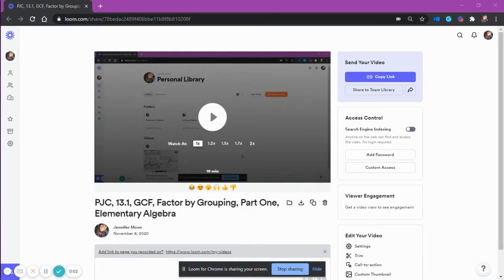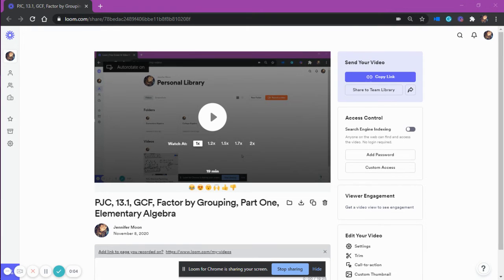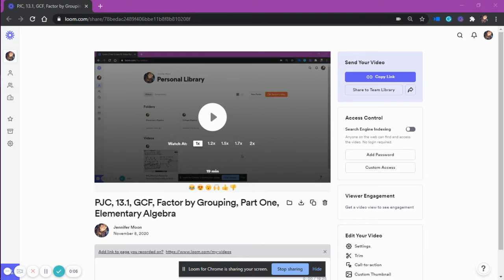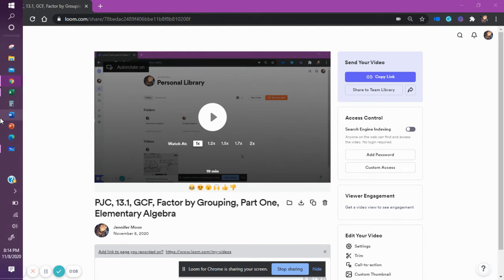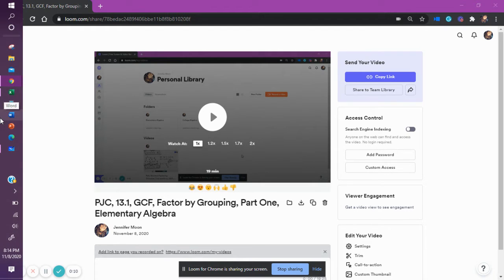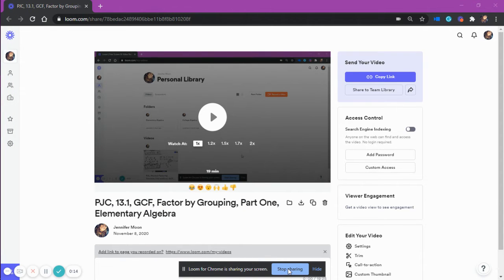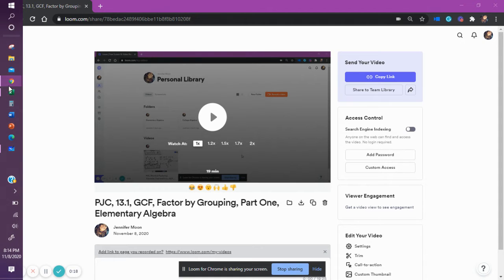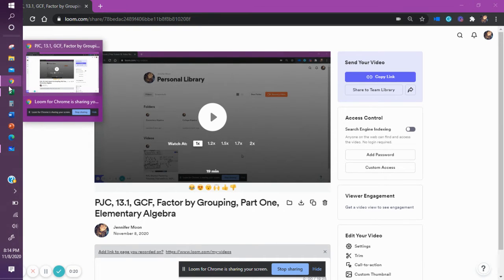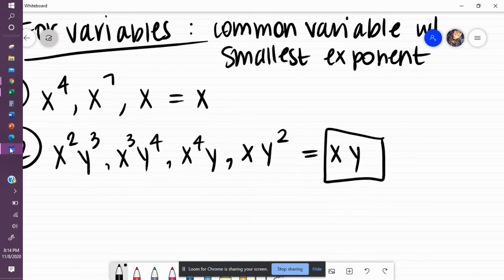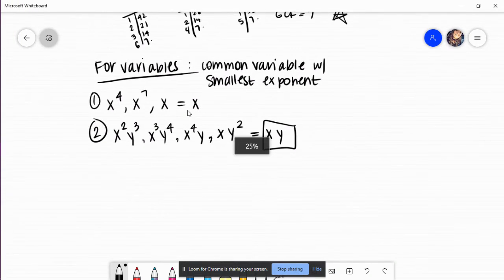Hey y'all. Okay, so I kind of just realized that this platform continues to record even after right here where it says stop sharing your screen. Even after I select that, it's still recording. So I'm very confused. But anyways, I'll just have to, I don't know. What am I doing? Okay, so this is going to be 13.1.